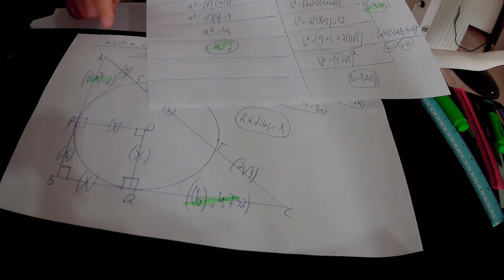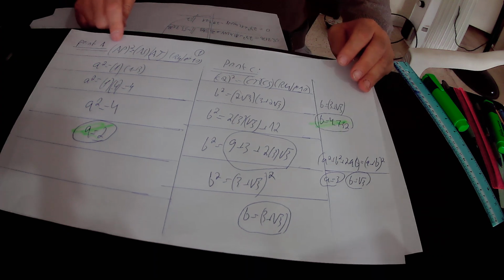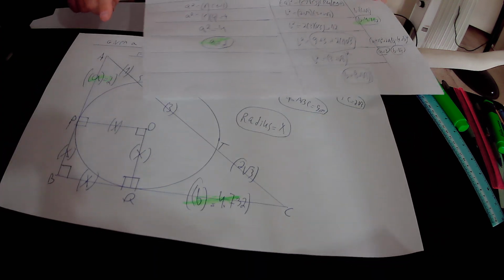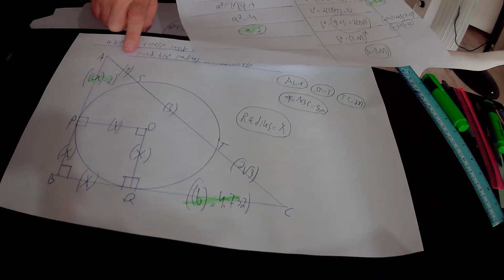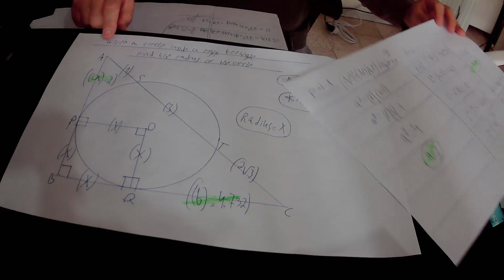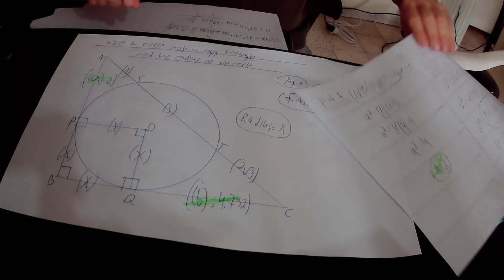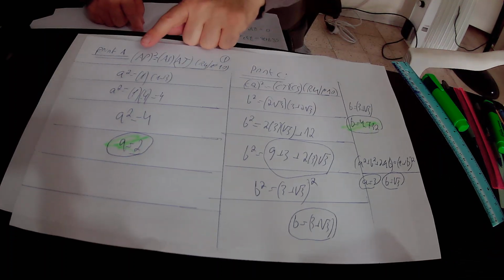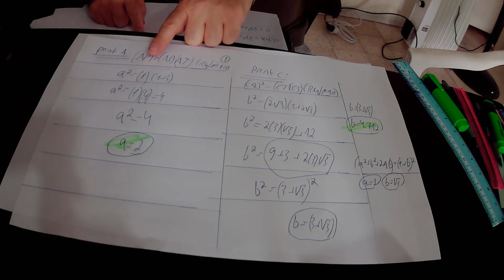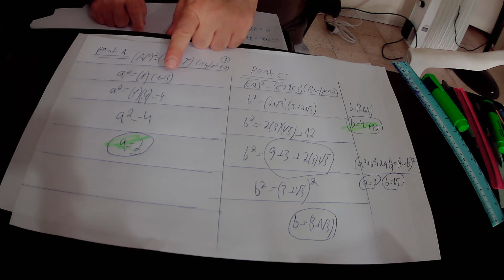AP is A, therefore AP square is A square, and it is equal to AS. AS is 1, and AT in total equals 1 plus 3, that is 4. So in conclusion, we found out that A square equals 1 times 1 plus 3. 1 plus 3 is 4, so A square equals 4.